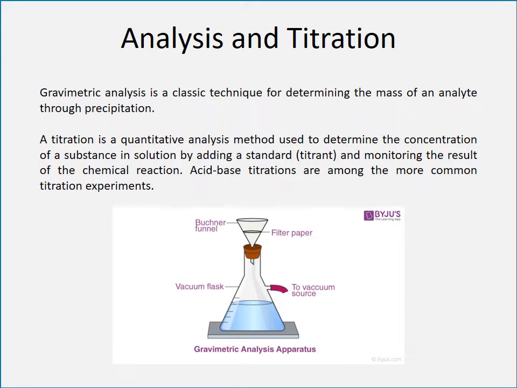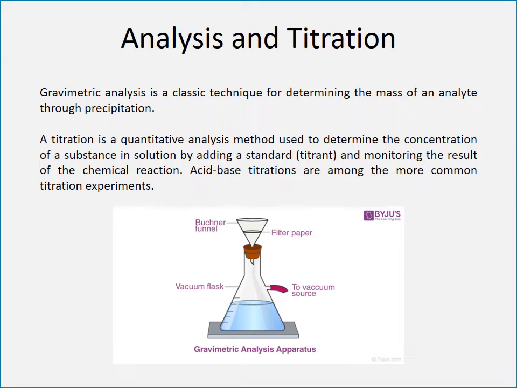Acid-base titrations are among the common titration experiments. Based on my observation, if you're going to talk about gravimetric titration, since we are using a known compound, for us to be able to get the mass of the analyte, we will have to add the known compound. For example, if we have a certain molar of this particular compound, we are determining the molar of that particular titrant.